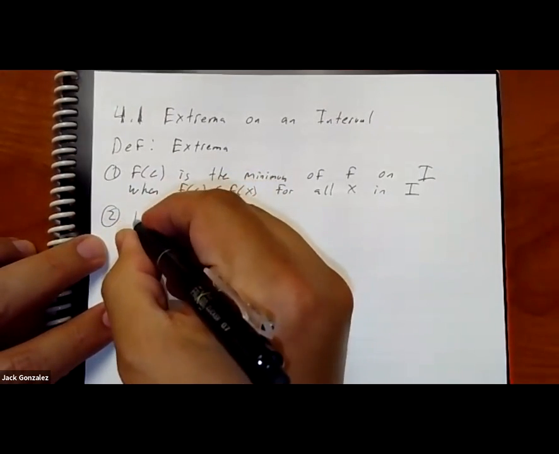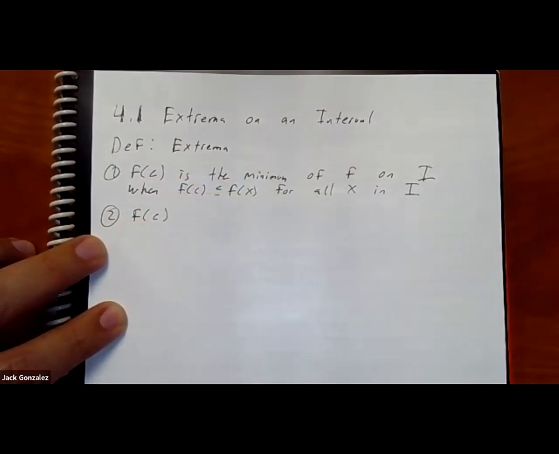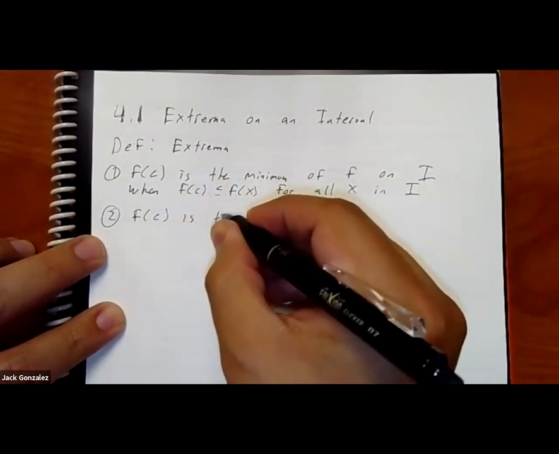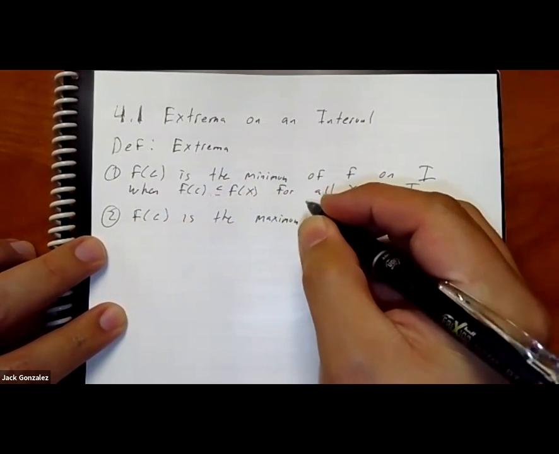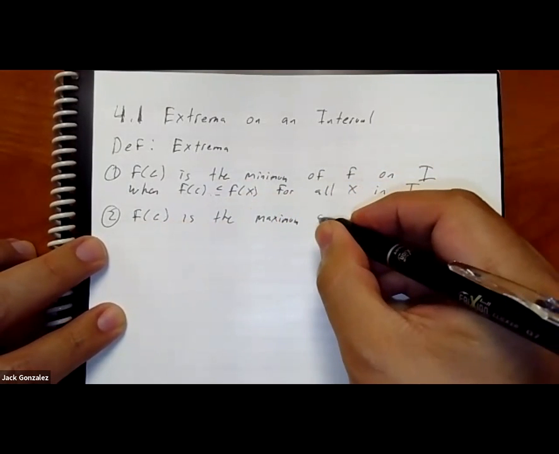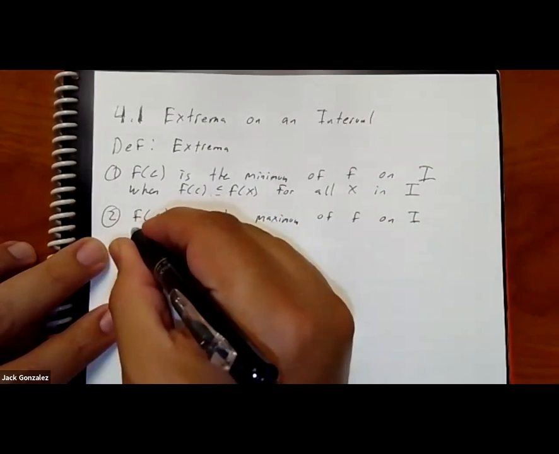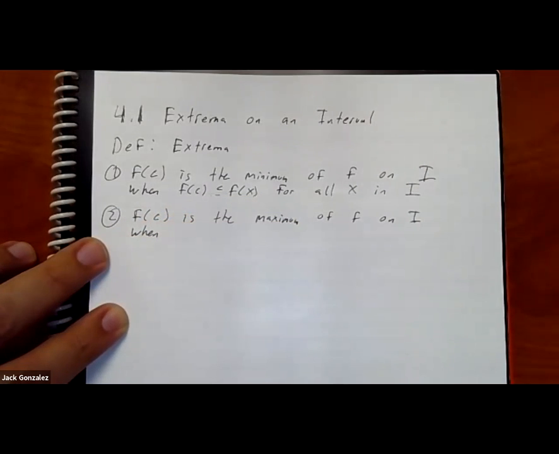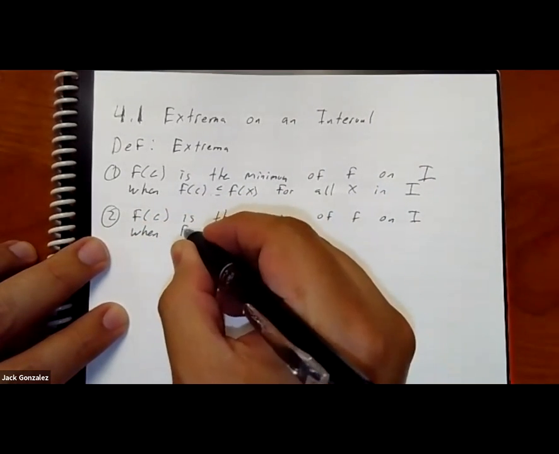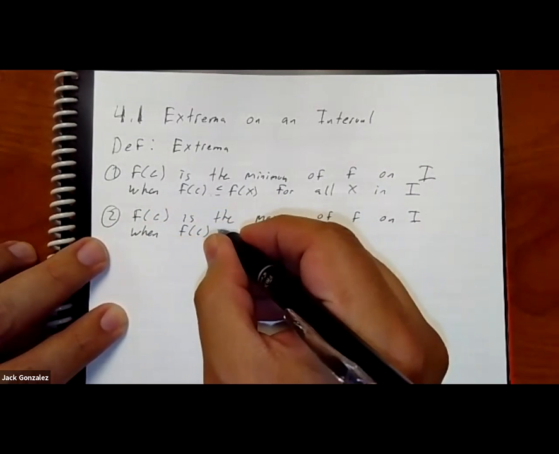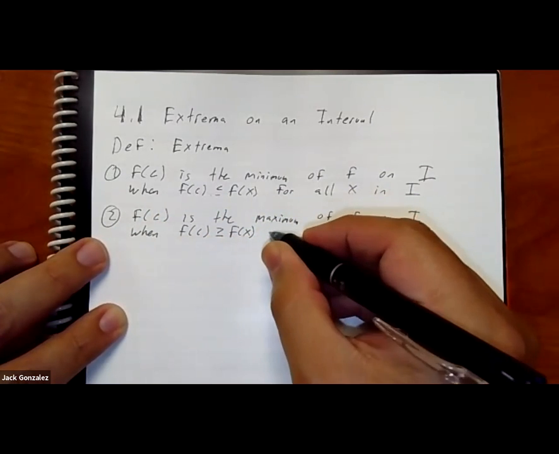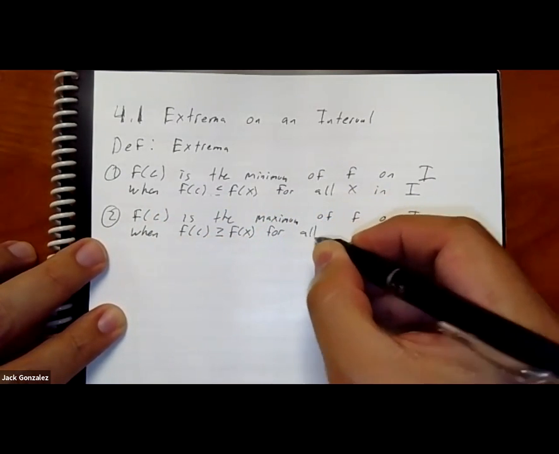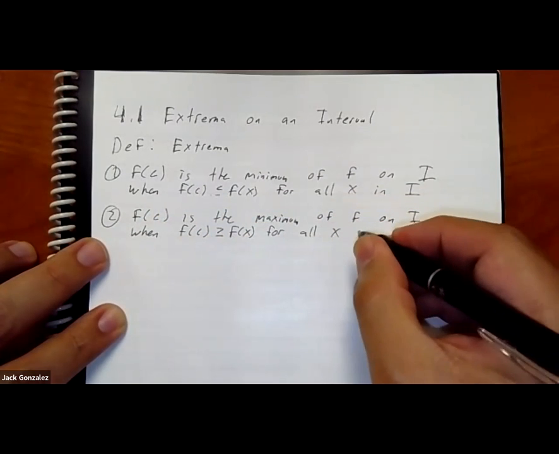Now the opposite for f of c, or maximum. f of c is the maximum when f of c is greater than or equal to f of x for all x in I.